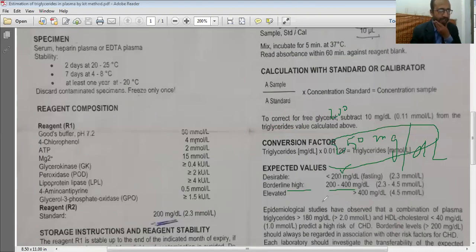And if we have more than 400 milligram per deciliter concentration of triglyceride, it means the patient is at high risk. He has a very high level of triglyceride. In that case, the doctor would prescribe him different medicines and exercises to normalize his triglycerides. If you have any questions, you can ask, please.